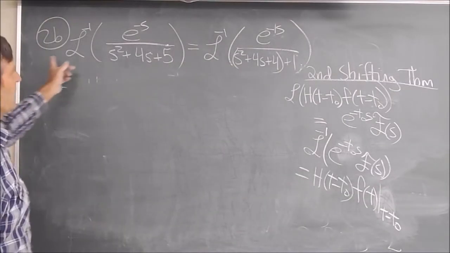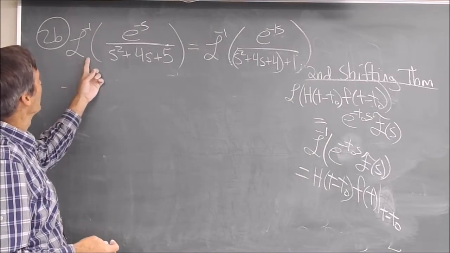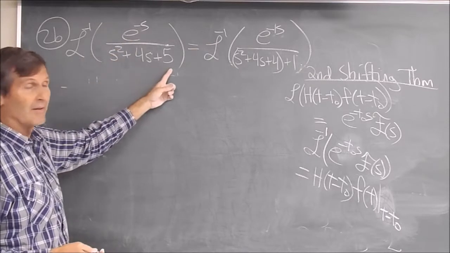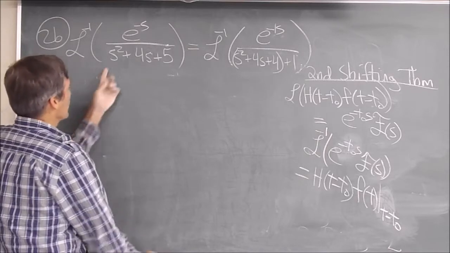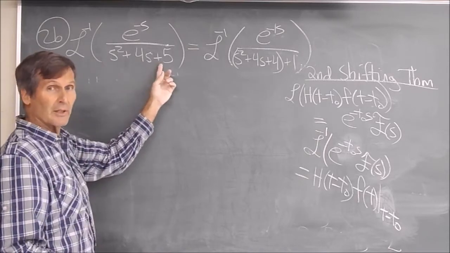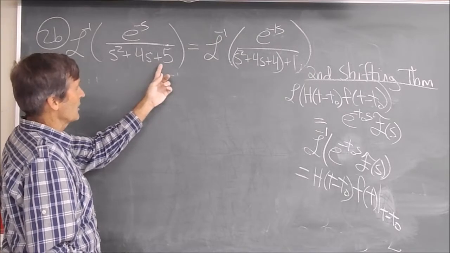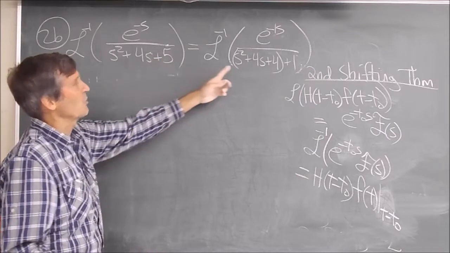Here's part 2b that you just saw. What if we want the inverse transform of e to the minus s over s squared plus 4s plus 5? This is a different problem. When you can factor the bottom using real numbers, people usually use partial fractions to solve these. What's generally easier, even though partial fractions works, is to instead complete the square.